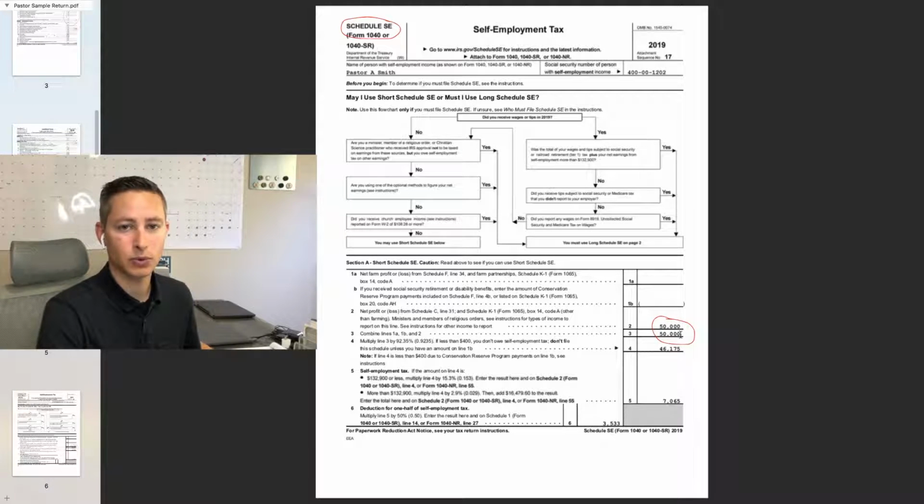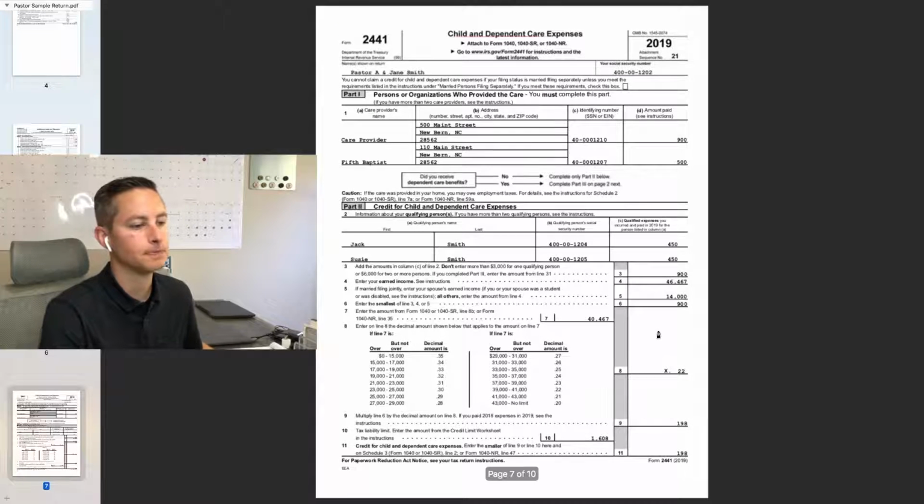Minister housing allowance, if you recall, did not go into our taxable income for income tax purposes on page 1 of the 1040, but it does go into the SE schedule here so that you are charged self-employment tax on your minister housing allowance. So if you are a pastor, make sure you double check that to make sure the program you're using or the preparer that you use did not leave out your minister housing allowance when calculating your self-employment tax. The next form is Form 2441.